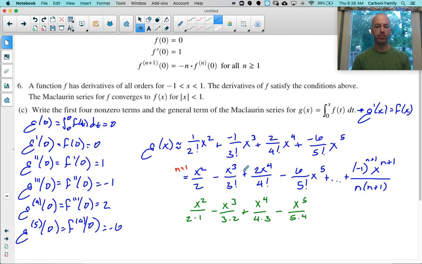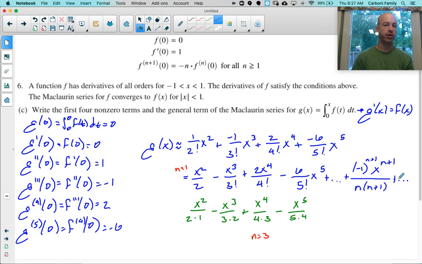So if I try plugging in, just for example, this is my n equals 3 term. If I plug in 3 for n, that'll be negative 1 to the fourth, which would be positive. x to the 3 plus 1 would be x to the fourth. And then I have 3 times 3 plus 1, which would be 3 times 4. So that gives me my general term. And so there we are with part C. That general term was a tricky one, but there we have it.